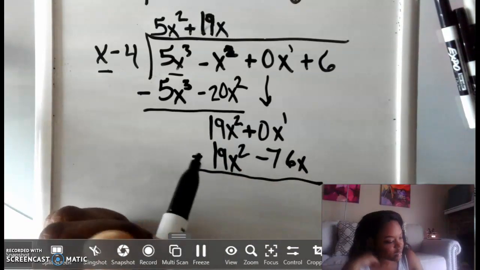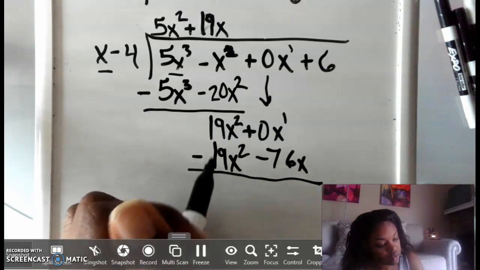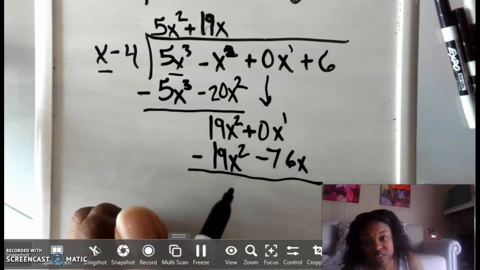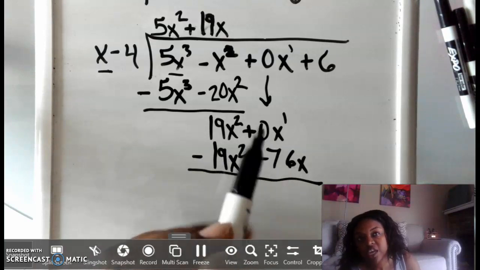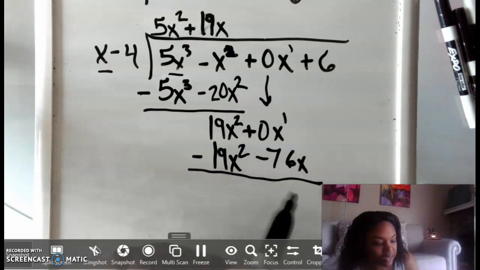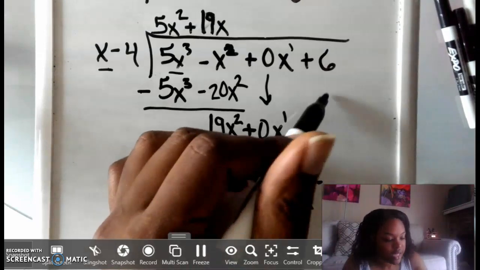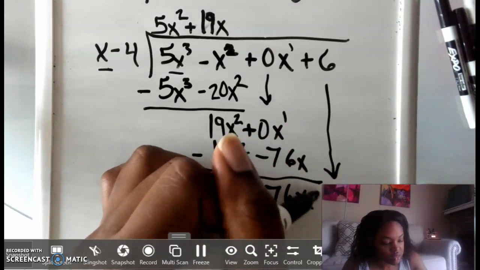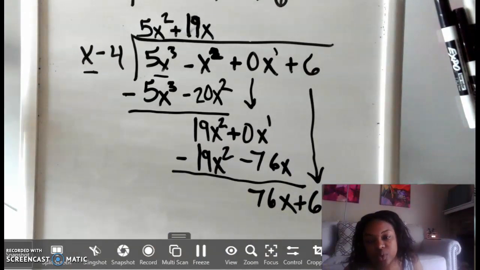Again, we're going to subtract. 19x squared minus 19x squared is 0. And then 0 minus a negative. Remember, if you have nothing but you're taking something away, it's like adding. Subtracting a negative is like adding. So this is going to be 76x. Then lastly, we bring down the 6 and repeat the division and multiplication one more time.